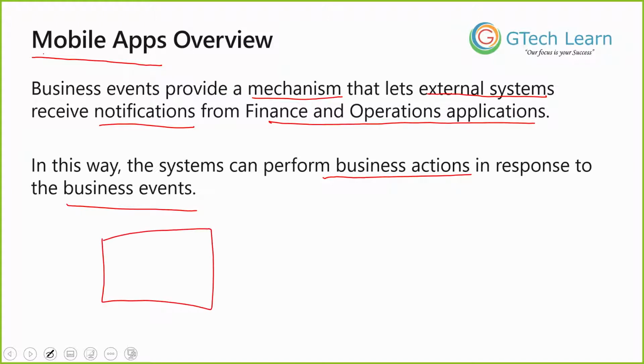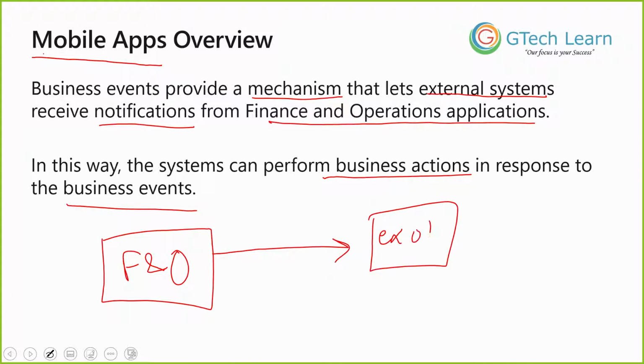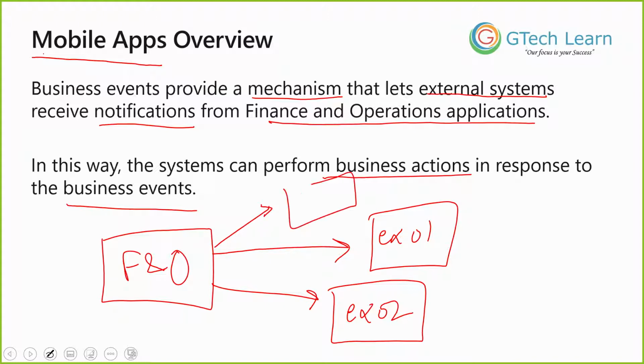Having said that, if we have finance and operations running and a business event occurs, for example, we are creating a sales quotation or posting a free text invoice, what should happen thereafter? I may have my external system 1, I may have third-party services with an external system configured as 02, I may have some Microsoft Azure services running over the cloud, and I would like to configure event hubs and plenty of things.